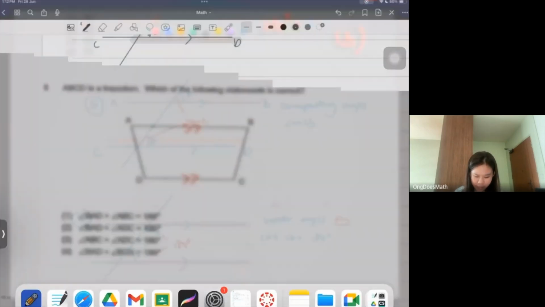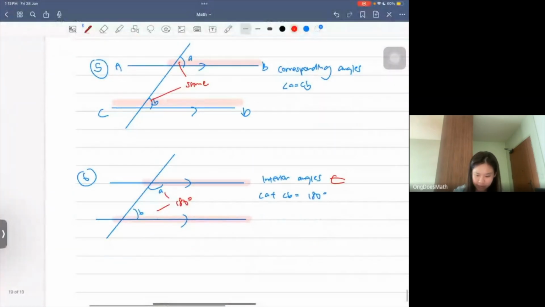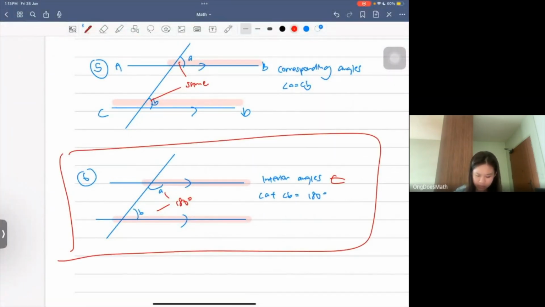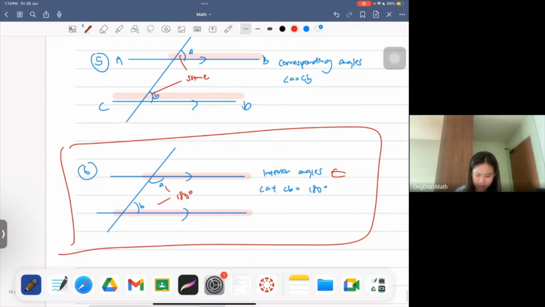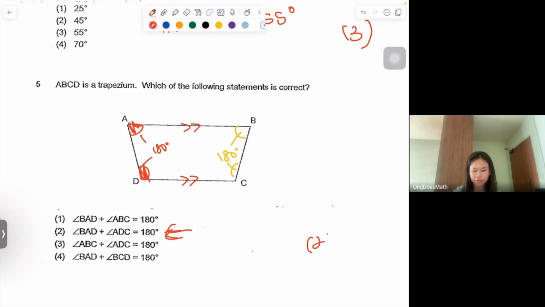And in this case, we should use option 6. This guy over here. Which states that for interior angles, this plus this will add up to 180. Similarly, this plus this will add up to 180 degrees. So we just have to find an option that matches that. And that option will be option 2. So angle BAD, this angle, plus ADC add up to 180 degrees. So that's option 2. The rest will be wrong.